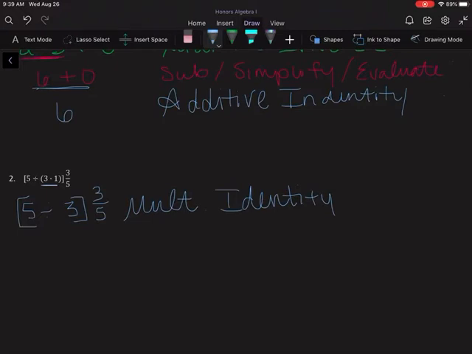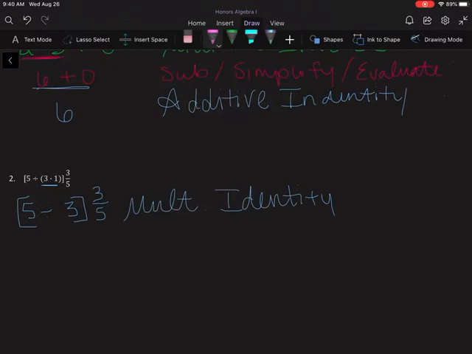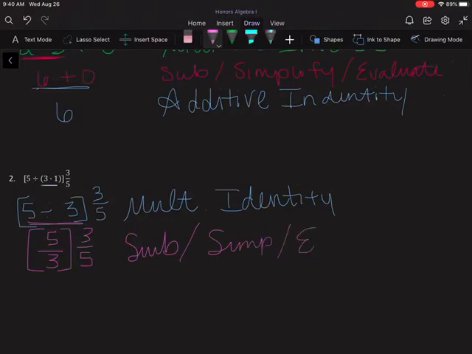Okay? And now we want to simplify this on the inside, right? I don't like how this looks. I don't like how this guy looks. So I'm going to make it look like this. 5 divided by 3. And then we have 3/5 on the outside. So that is either substitution, simplify, or evaluate. Well, it's really not even evaluate there, is it? But again, substitution, simplification.